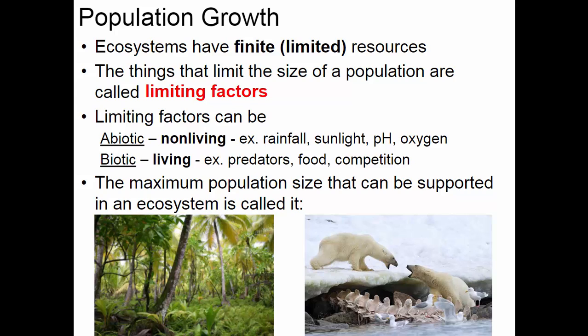We have a term for the maximum population that can be supported in a given ecosystem: it is called its carrying capacity. So we could talk about, for example, the carrying capacity of our courtyard for gray squirrels. Maybe it's 14. The ecosystem in the middle of school could support 14 gray squirrels. There's not enough food to support any more than that. Food might be a limiting factor.